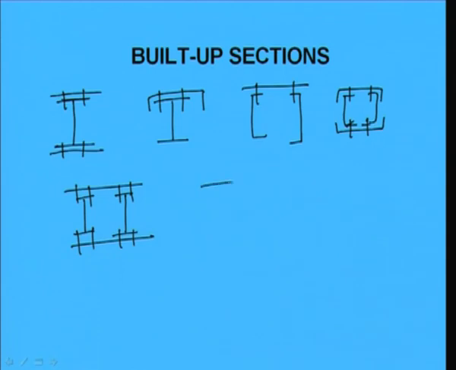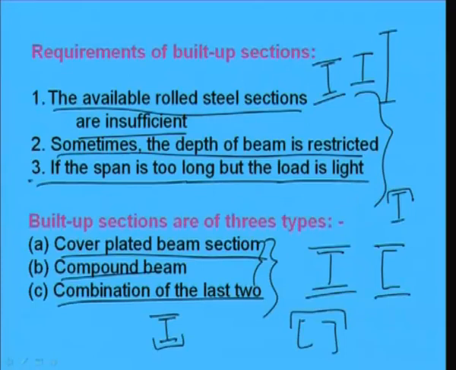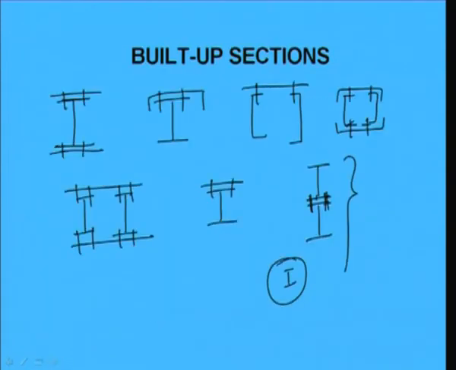This is another section, where we are providing a channel only at the top. Another section is where two I sections are provided in this way just to increase the depth. So, two small I sections can be placed, one at the top, another at the bottom, so that the moment of inertia of the section becomes high. This is basically to tackle case 3, that if the span is too long but the load is light. For this case generally such types of sections will be suitable.